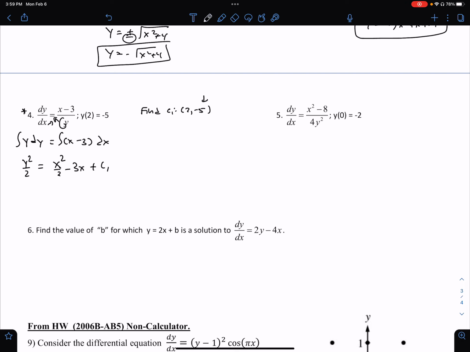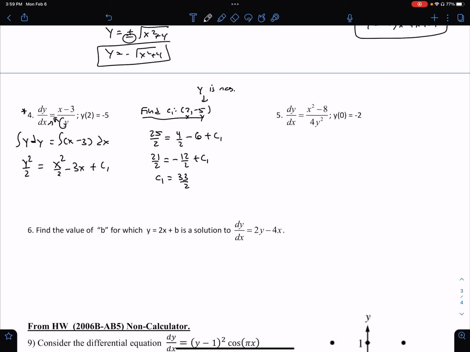Remember, be careful of the signs here. We're saying y is going to be negative in this case. So when we plug in our values, we have a y, we have our x, and we're going to plug it into our function. There's y and there's x. Plugging in, we get -5 squared, which is 25 over 2, equals, plug in here, we get 4 over 2 minus 6 plus c1. I'm going to simplify here. This is just going to be, what's that? 21 over 2 equals -12 over 2 plus c1. So c1, if I multiply out, gives me 33 over 2.